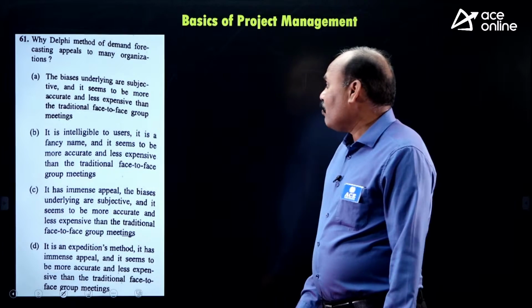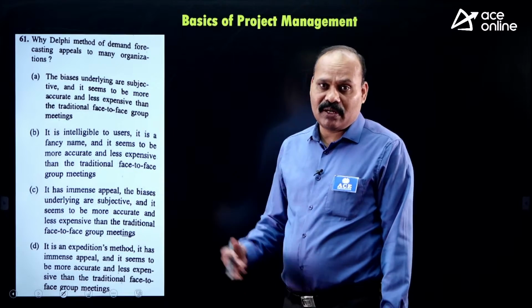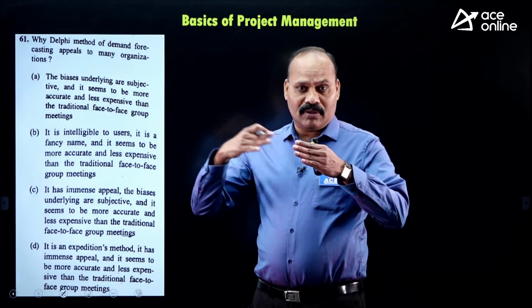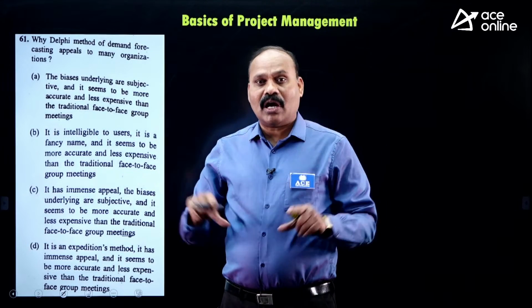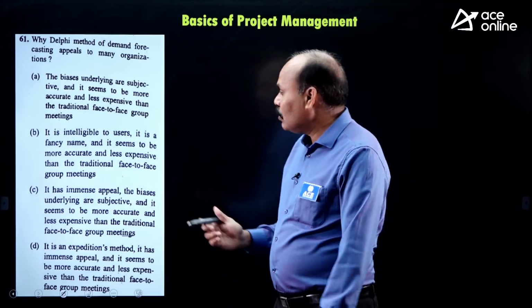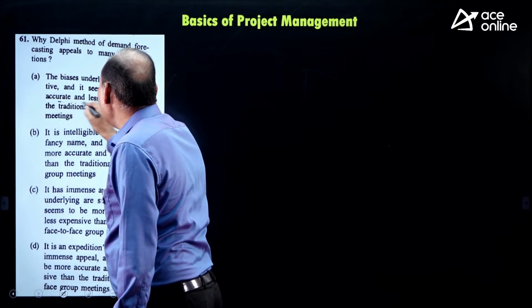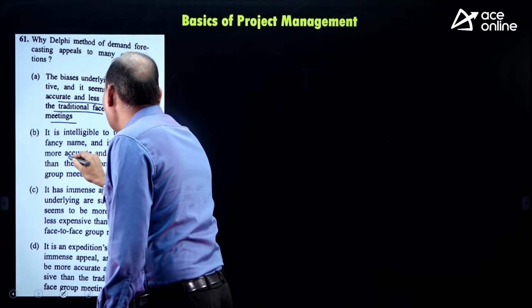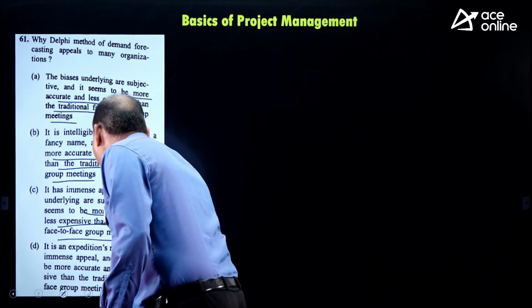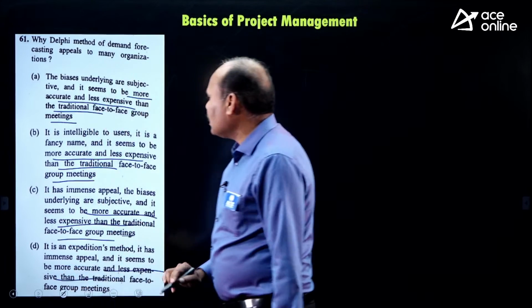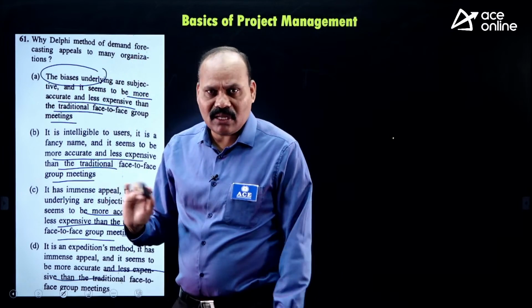Why does the Delphi method of demand forecasting appeal to many organizations? In the Delphi method, experts are involved, and there is a need for discussion in the form of brainstorming, and they submit their reports in a confidential manner. So nothing is revealed. Being more accurate and less expensive is a common thing. Bias is generally not required. Bias is not the advantage.